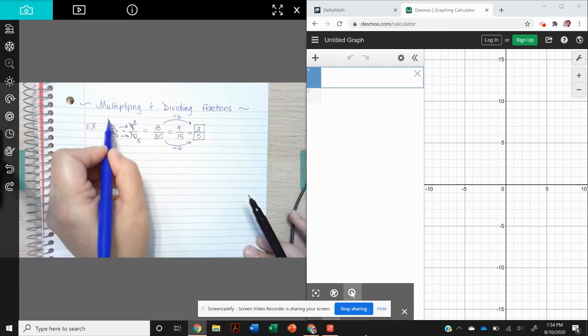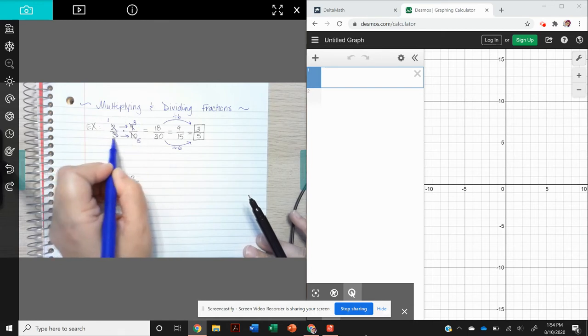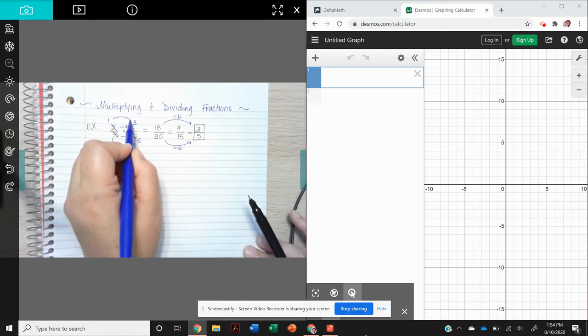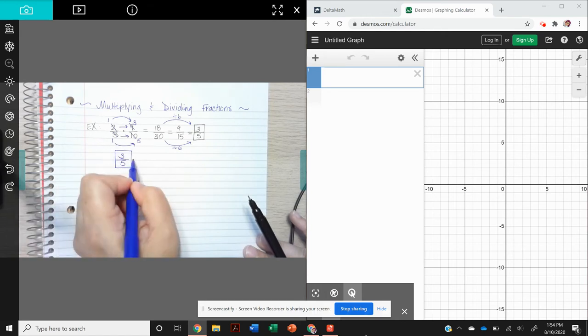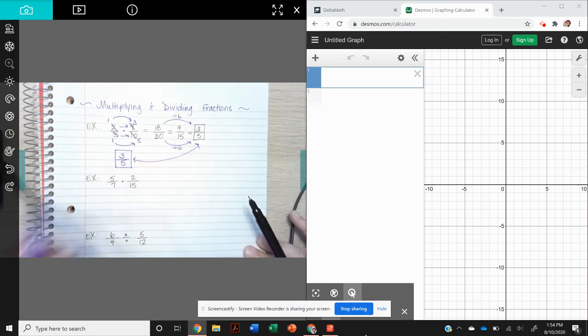Now, if you look here, everything's been crossed out, but I'm left with a 1, a 3, a 1, and a 5. And if I multiply those, 1 times 3, I get 3. 1 times 5, I get 5. I got the same answer. So whichever one you like, I have no preference.